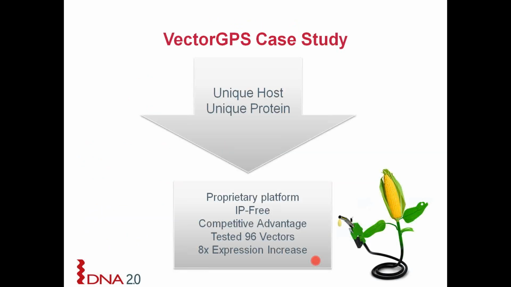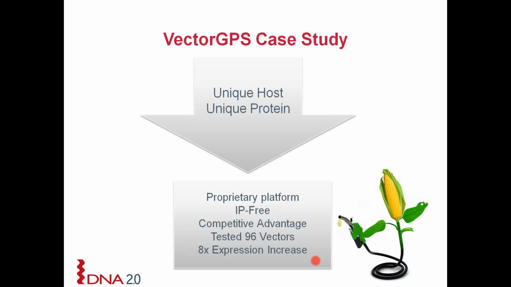So I'd like to share with you a quick vector GPS case study. We've been very successful using vector GPS to help one of our biofuel customers. So they're working in a unique bug with a proprietary genome and with a unique protein that was particularly difficult to express. They came to us with very little knowledge on expression for their system, and they had very little knowledge on how to improve expression. So using our gene GPS codon optimization technology and vector GPS, we were able to help develop them a proprietary platform that's completely licensed and IP-free, as all of this is done as a fee-for-service project.